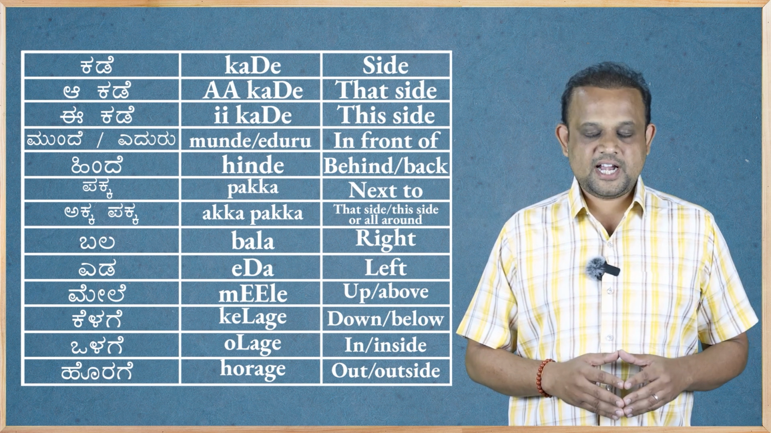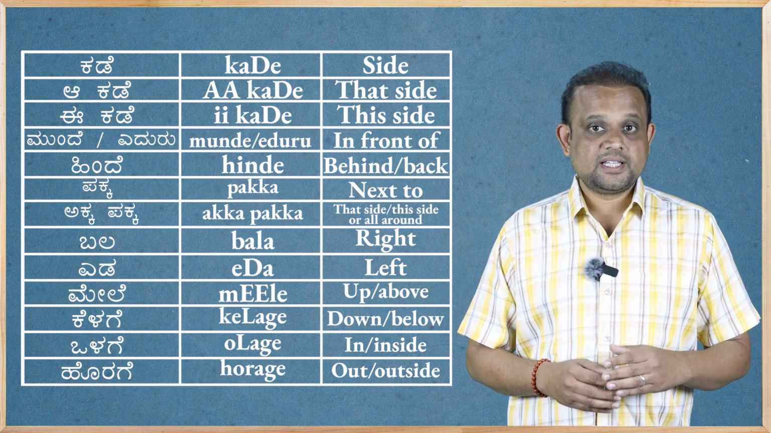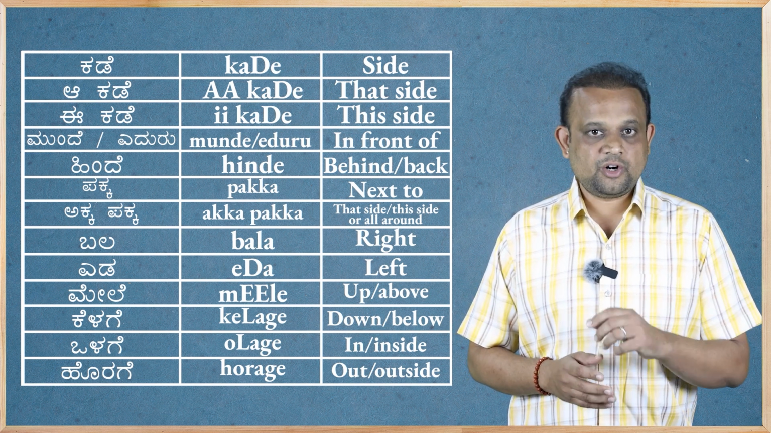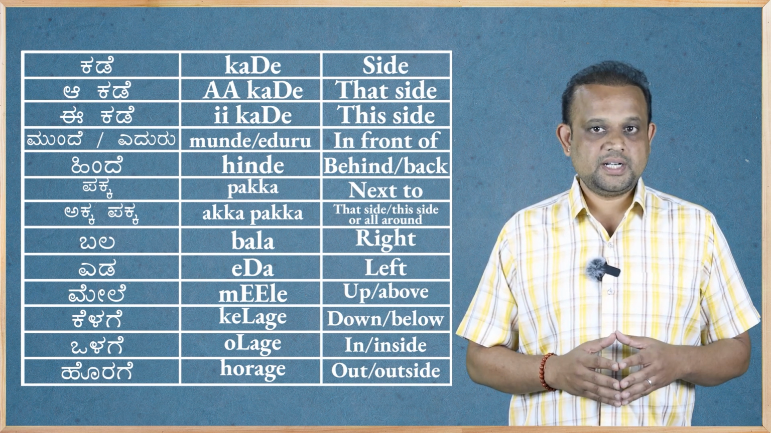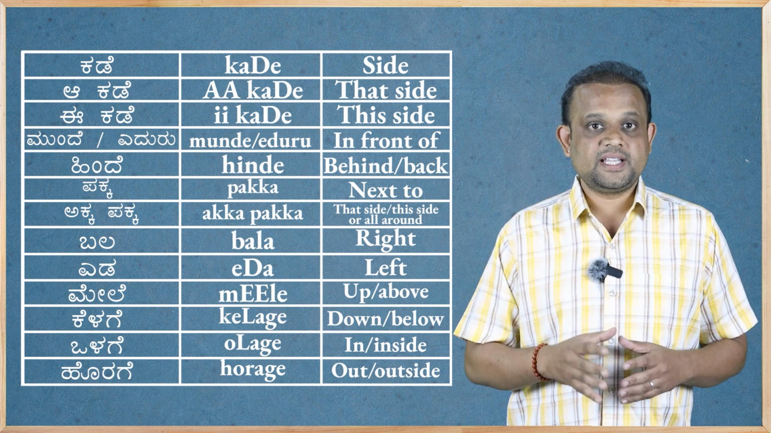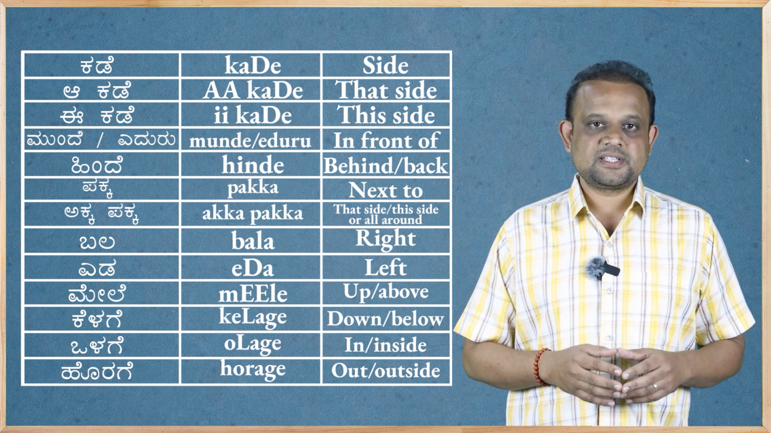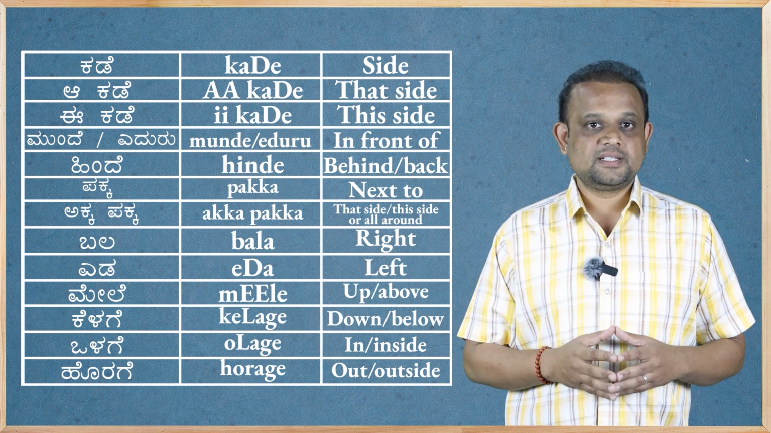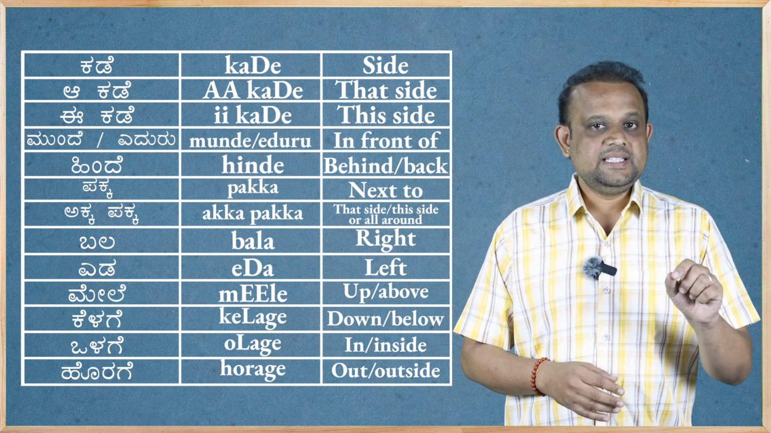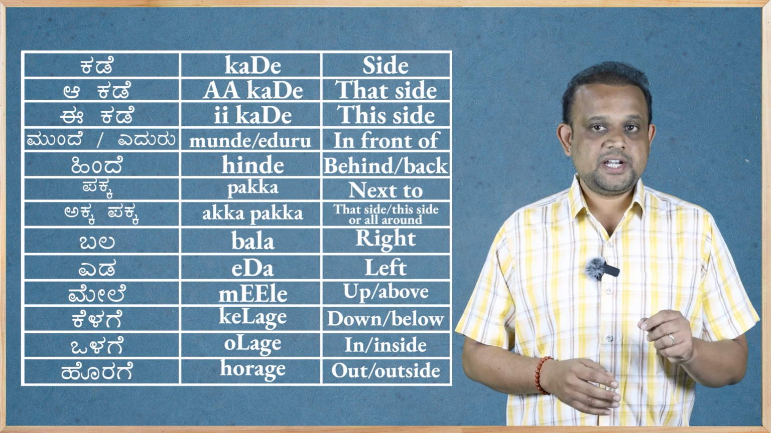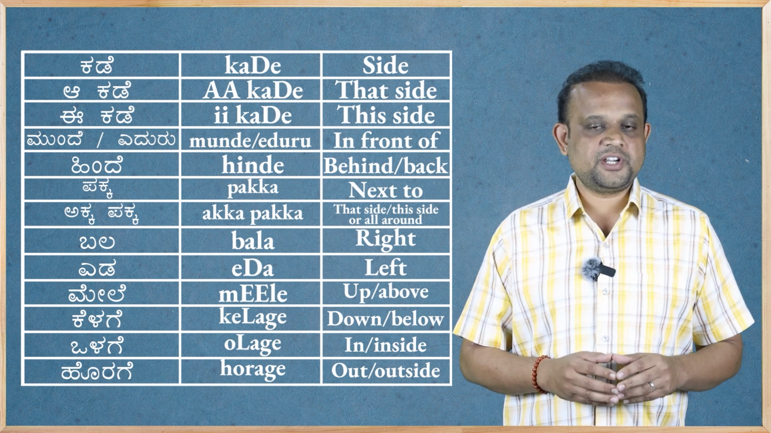And for levels and positions, mele means up or above. Kedage signifies down or below or under. Olage is used for in or inside. Horage means out or outside. Horage, outside. These terms are incredibly handy for everyday conversations, and I hope you are practicing them regularly. If you have mastered them, give yourself a pat on the back.